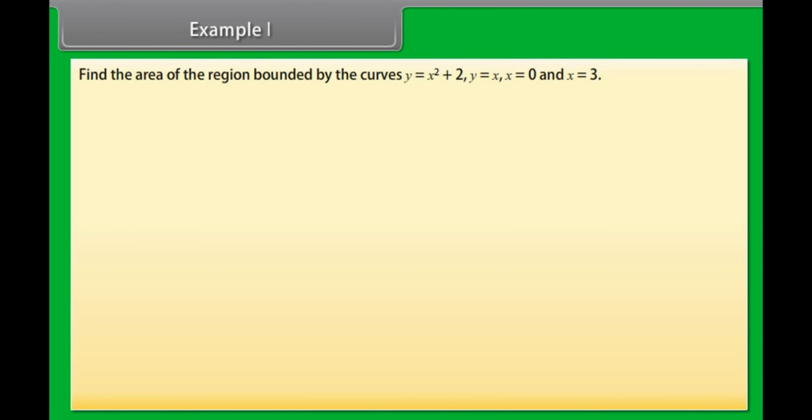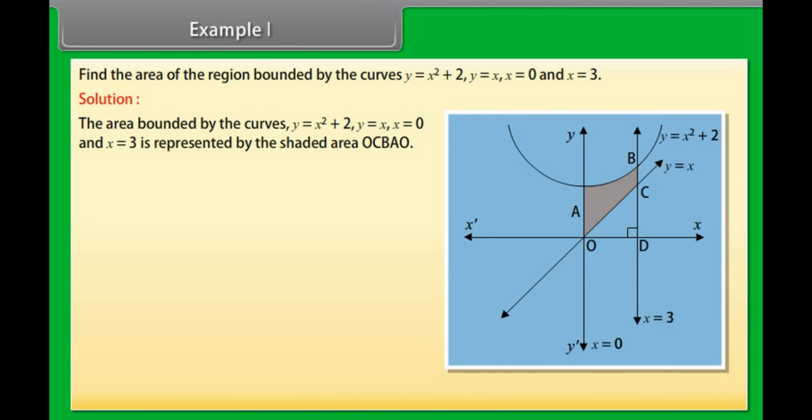Example first. Find the area of the region bound by the curves y equals x squared plus 2, y equals x, x equals 0, and x equals 3. Solution. The area bound by the curves y equals x squared plus 2, y equals x, x equals 0, and x equals 3 is represented by the shaded area OCBAO as shown in this figure.